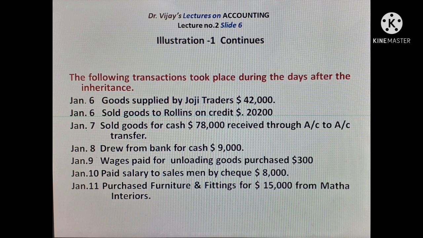Now, Jan 7, sold goods for cash $70,000, received through account to account transfer. Here again, sales account and cash account. Sales is income, so sales account to be credited. Cash comes in, not to till, but to the bank account. Cash comes to bank account. Bank account is receiver, so bank account to be debited.